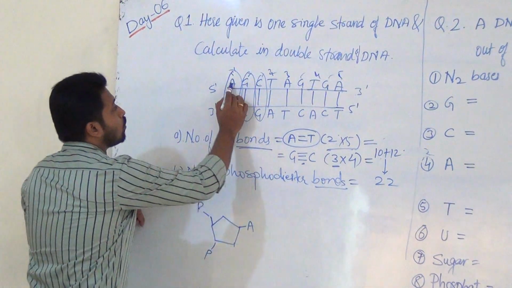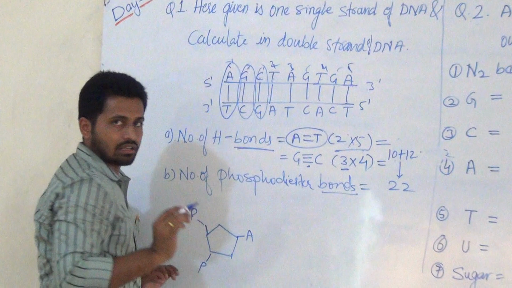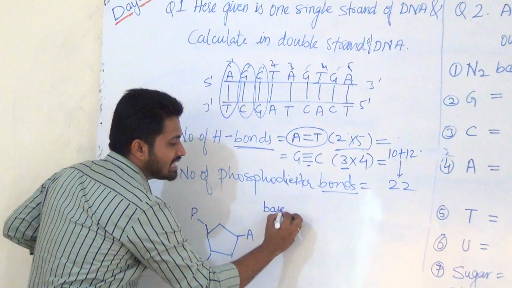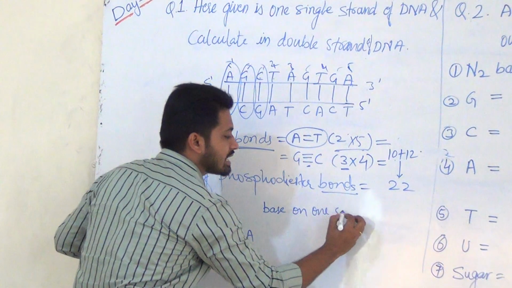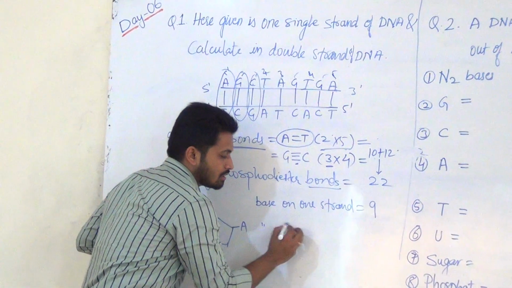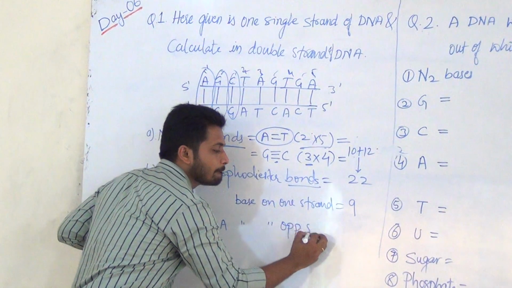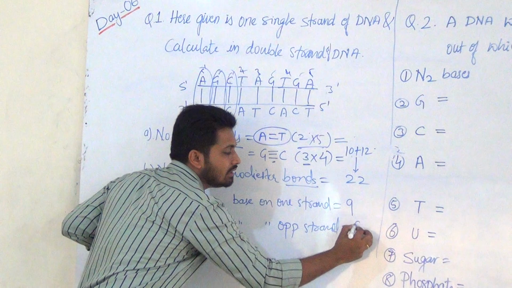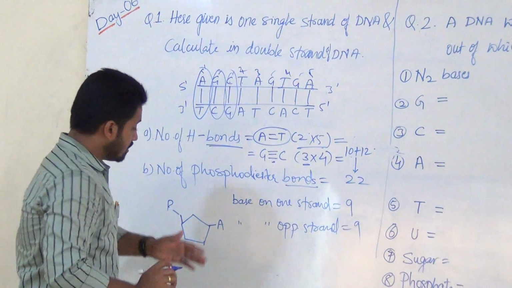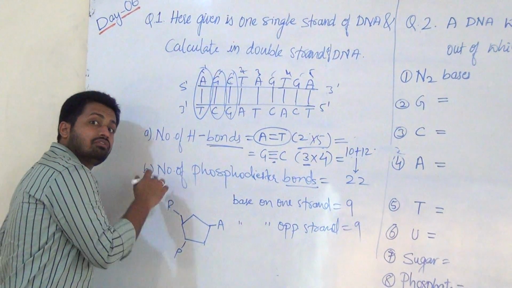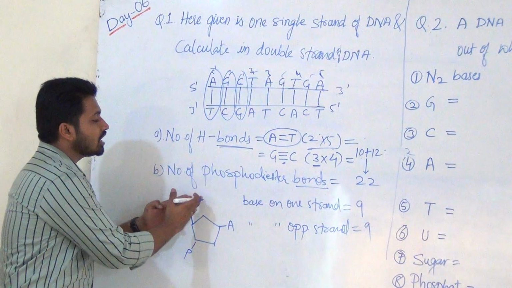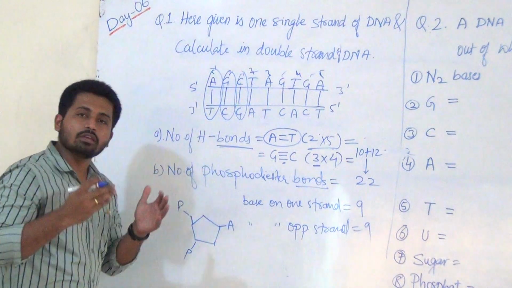First count it. 1, 2, 3, 4, 5, 6, 7, 8, 9. Bases on one strand equal to what? 9. And again bases on the opposite strand, it will be again 9. And I told you number of bases minus 1. Reason? Because the final phosphate will be free, having the 5 prime moiety. Moiety is nothing but linking. It will be linking to the 3rd carbon of its succeeding ribose sugar, like that.